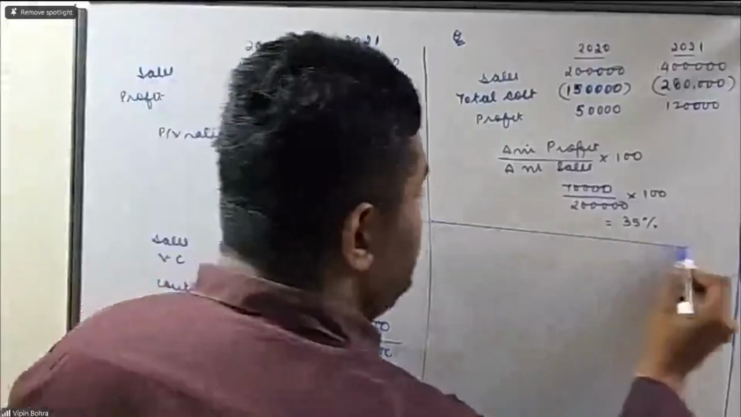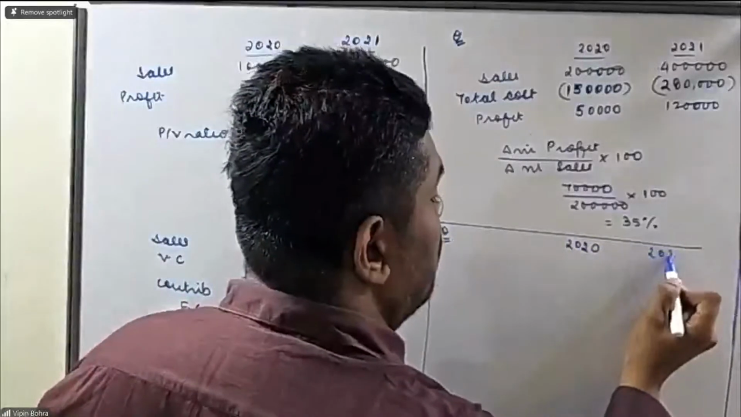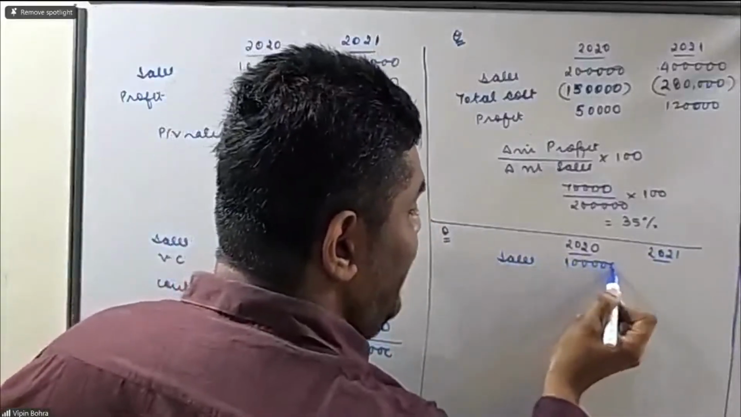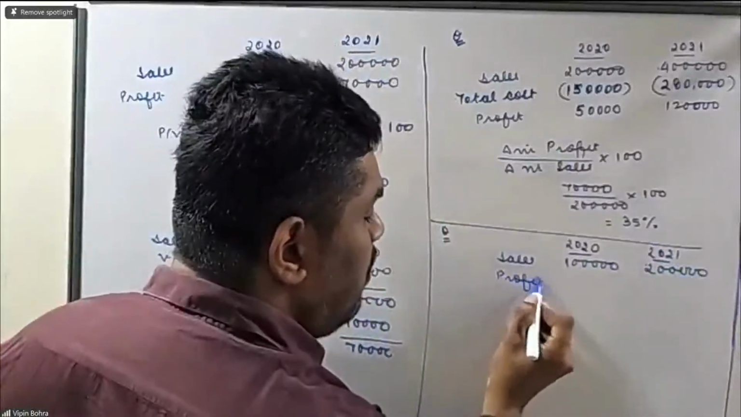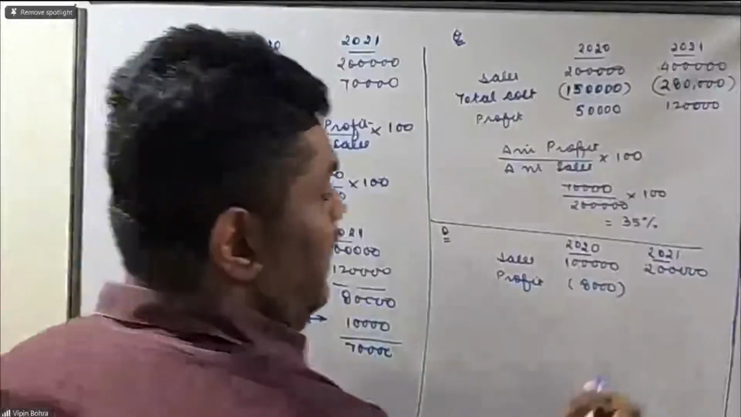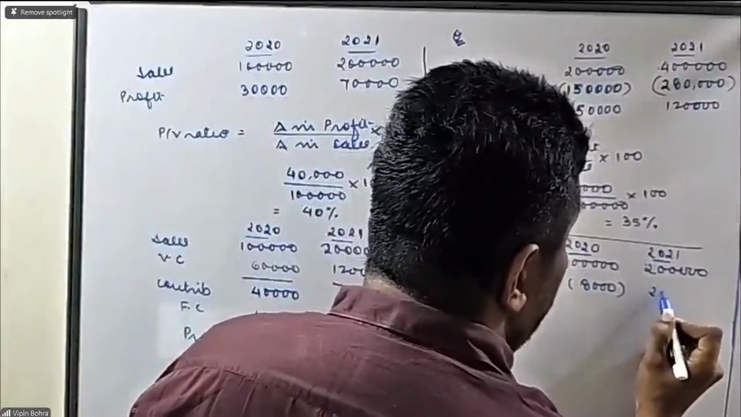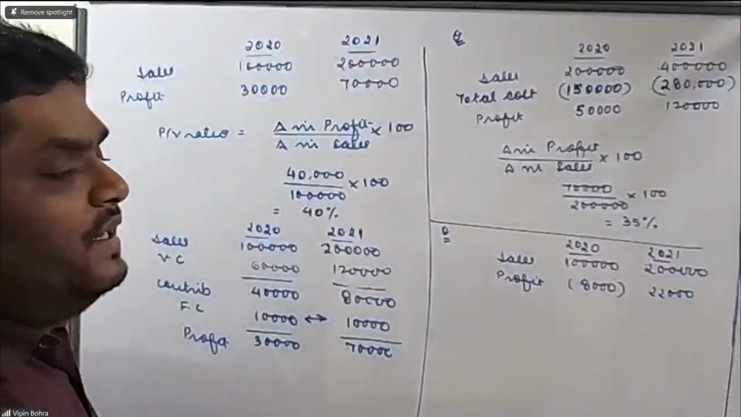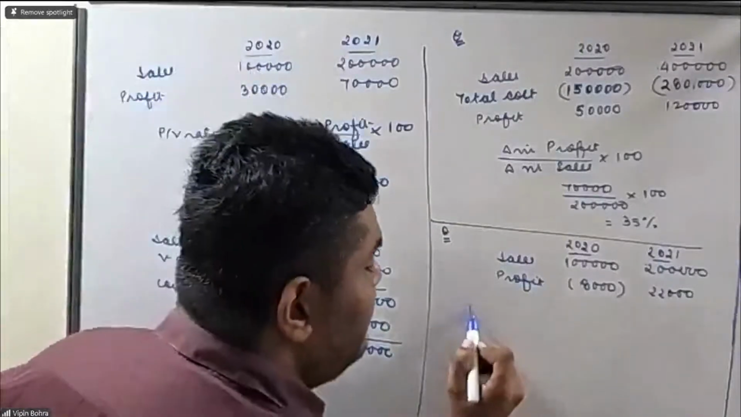Okay, so one more question for you guys. Let's say my sales is 1 lakh and 2 lakh. In the first year, there is a loss of 8,000, and in the second year, there is a profit of 22,000. What will be my PV ratio?